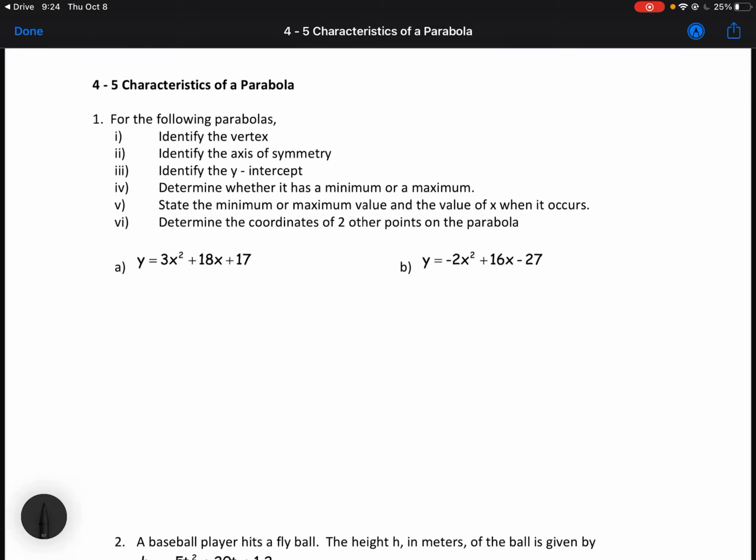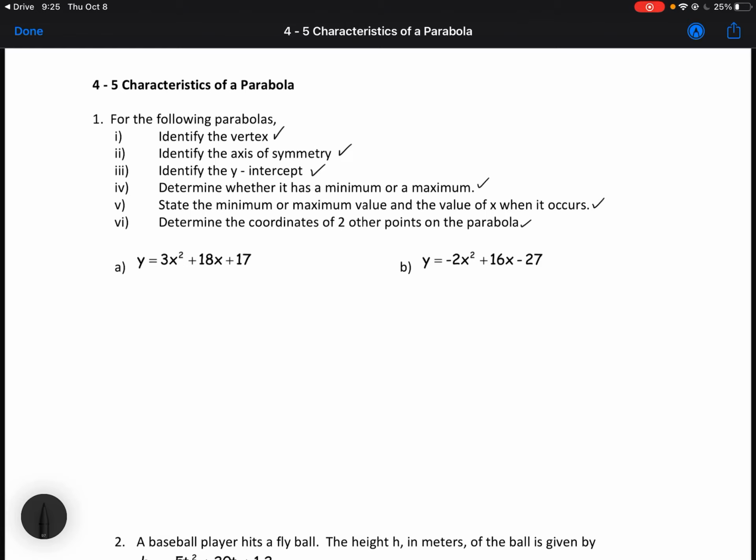This video goes over how to find the basic characteristics of a parabola. For each of the two parabolas below, we're going to identify the vertex, identify the axis of symmetry, identify the y-intercept, figure out if it has a minimum or a maximum, state the minimum or maximum value, and then determine the coordinates of two other points on the parabola.